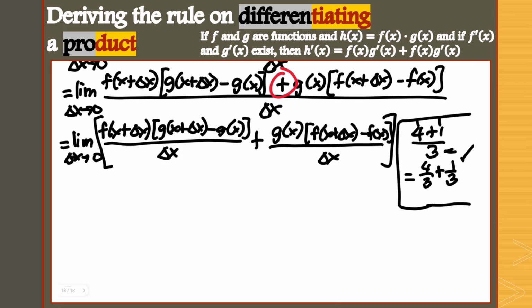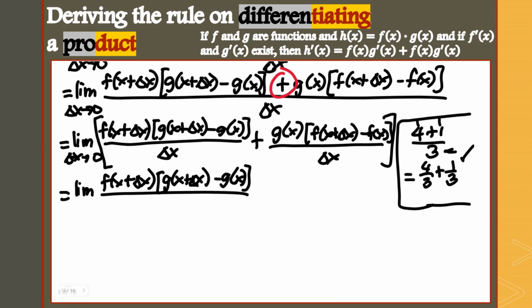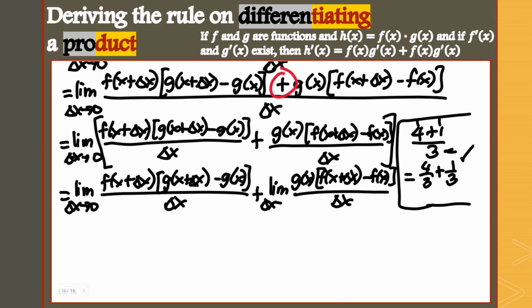Now according to the limit theorem, we can distribute the limit to both without hurting the value. So this would now be two limits. First, the limit of f of x plus delta x times g of x plus delta x minus g of x all over delta x as delta x approaches 0, plus another limit as you distribute the limit here, g of x times f of x plus delta x minus f of x all over delta x as delta x approaches 0.